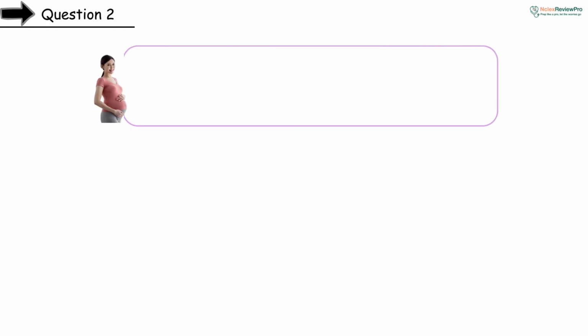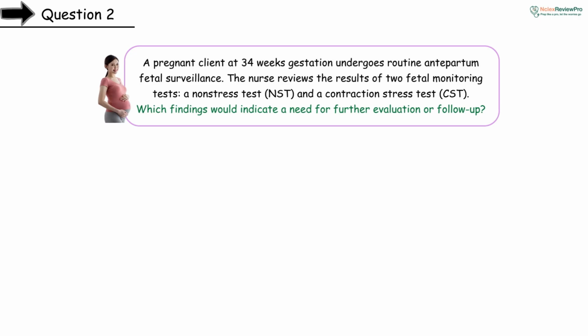Question 2. Select all that apply. All right, let's break this down. We have a pregnant client at 34 weeks gestation undergoing routine antepartum fetal surveillance. The nurse is reviewing 2 tests, a non-stress test, NST, and a contraction stress test, CST. And the question is asking, which findings would indicate a need for further evaluation or follow-up?